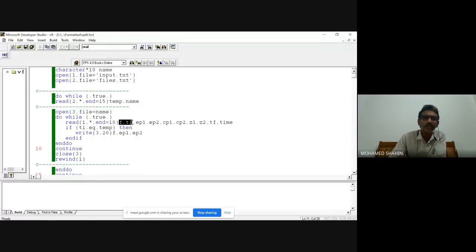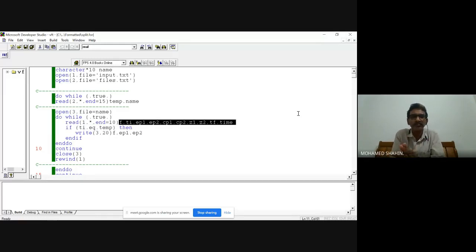So we have to see whether the pattern is similar to this: frequency, temperature, epsilon prime, epsilon double prime, CP1, CP2, Z1, Z2, real temperature. The first is the set temperature. For example, we set 100 degrees or 50 degrees. This real temperature would be 50.1 or 50.05, whatever it would be.